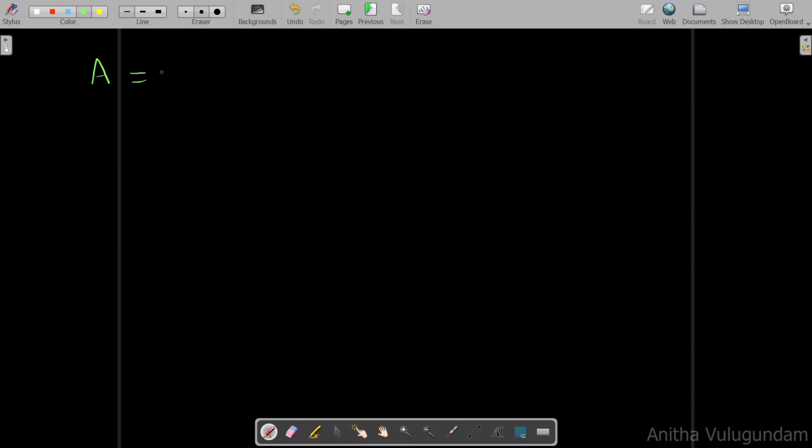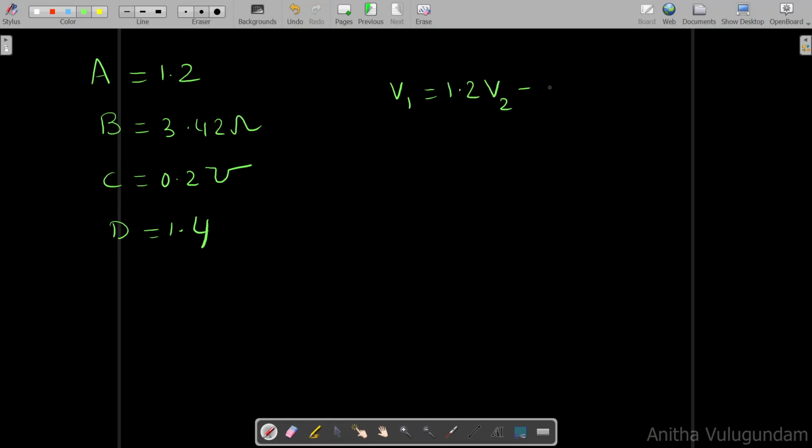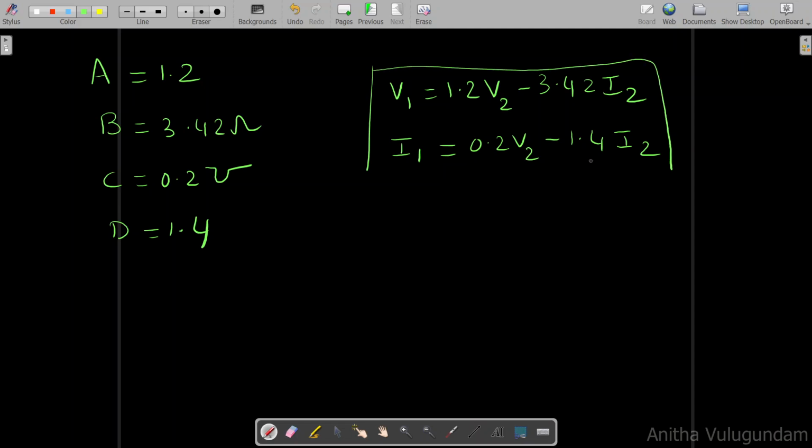We have got all the values. A equal to 1.2, which is a dimensionless parameter. B equal to 3.42 ohms. C equal to 0.2 mho. D equal to 1.4. We can write the overall equations like V1 equal to AV2 minus BI2. Second equation, I1 equal to CV2 minus DI2. This is how we can find the ABCD parameters for the given network.